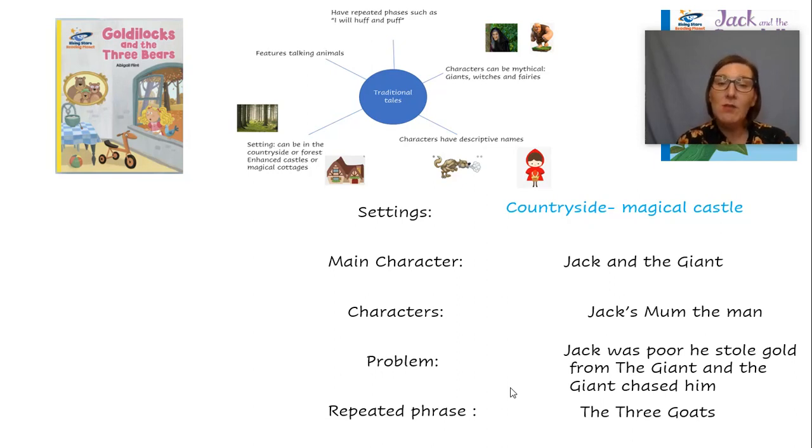Okay, so do you notice that it just has animals in? Do you notice they're set in the same place? Do you notice that the problem is similar? Do you notice that the phrases are the same? What I'd like you to do is notice what's the same and what is different.